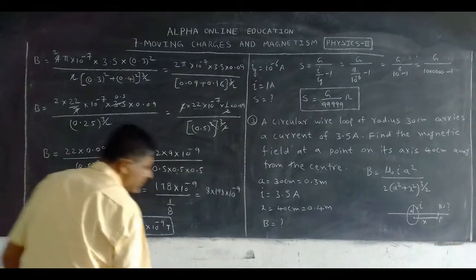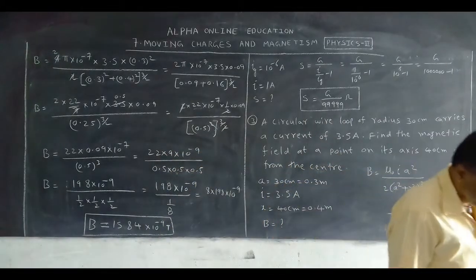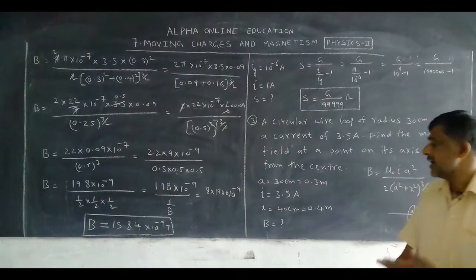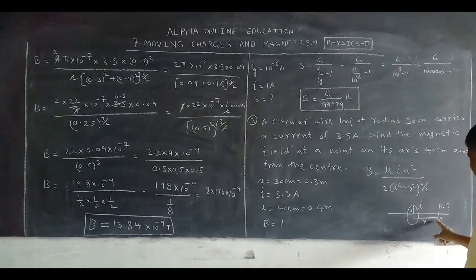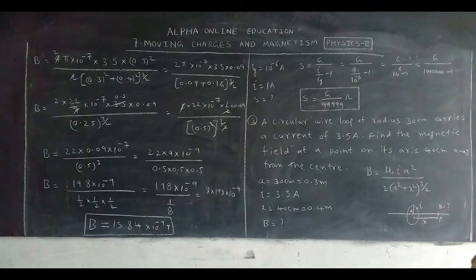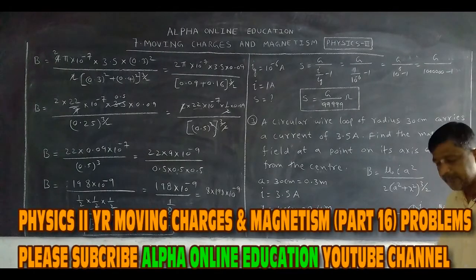This is the magnetic induction at 40 centimeter distance along the axial line of the current carrying coil. At this point, how much is the magnetic induction? 1584 into 10 to the power of minus 9 Tesla. Okay. What is the unit of B? Tesla or Weber per meter square.